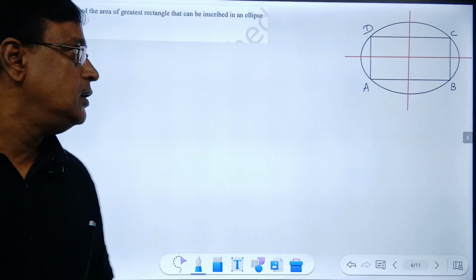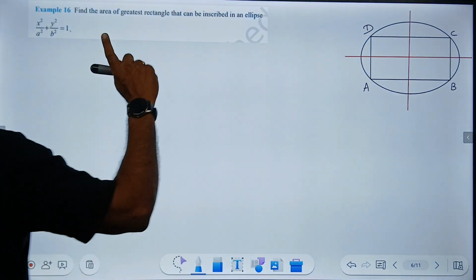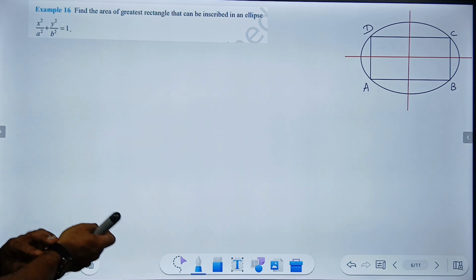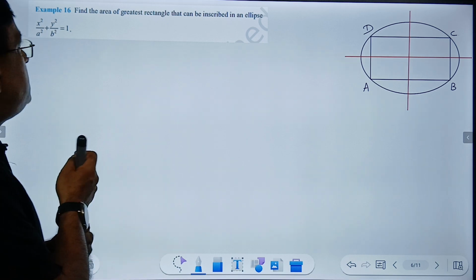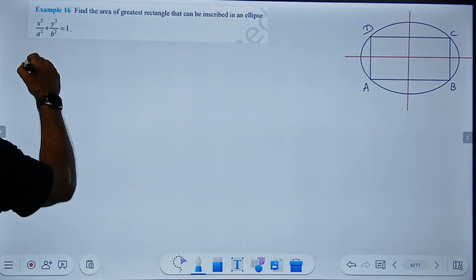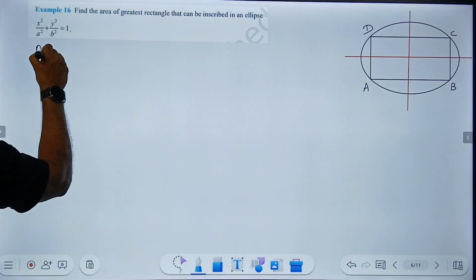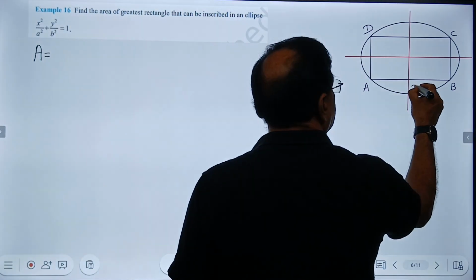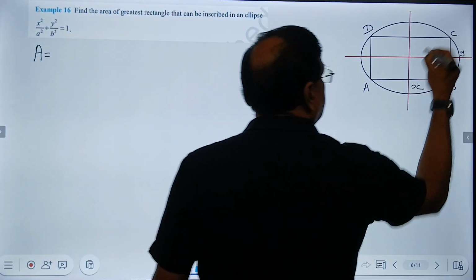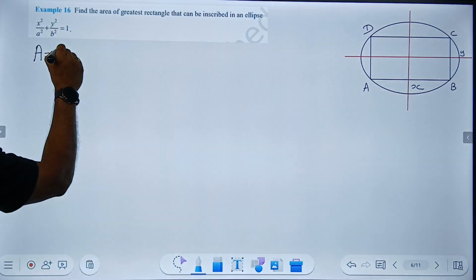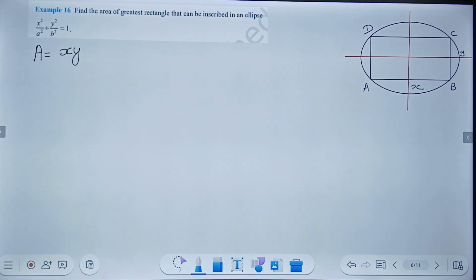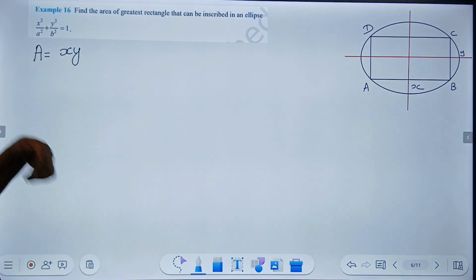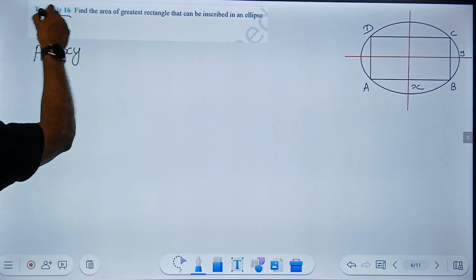Area of the rectangle. Here, everything about the ellipse is a constant, but I have to maximize the area of the rectangle. So what is the area of a rectangle? I will take the length as x and the breadth as y, so the area of the rectangle is x into y. Now it has two variables. I have to change it to a single variable, so I am going to make use of the ellipse equation.